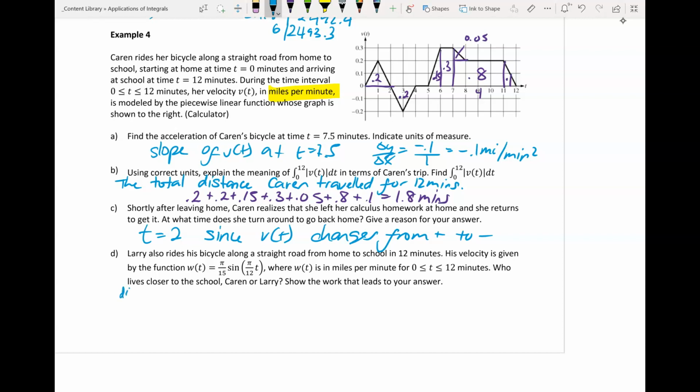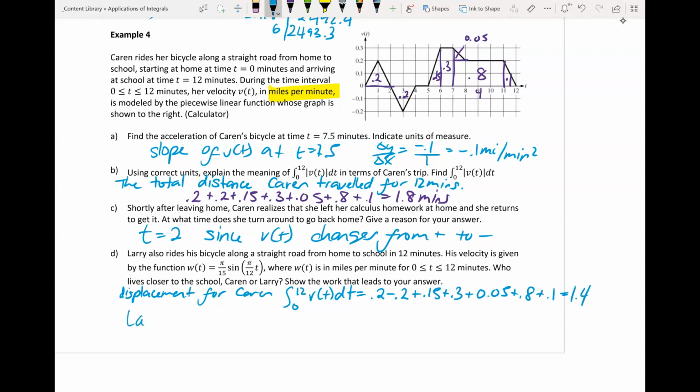So your displacement for Karen is going to be the integral from 0 to 12 of v of t dt. And we have all those areas already written in. We just need to now consider their directions. We have 0.2 minus 0.2 plus 0.15 plus 0.3 plus 0.05 plus 0.8 plus 0.1, which is 1.4.